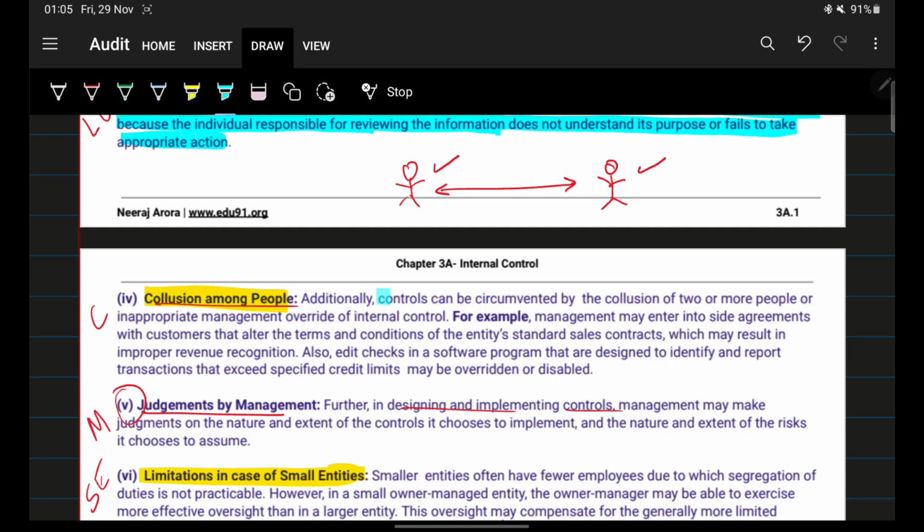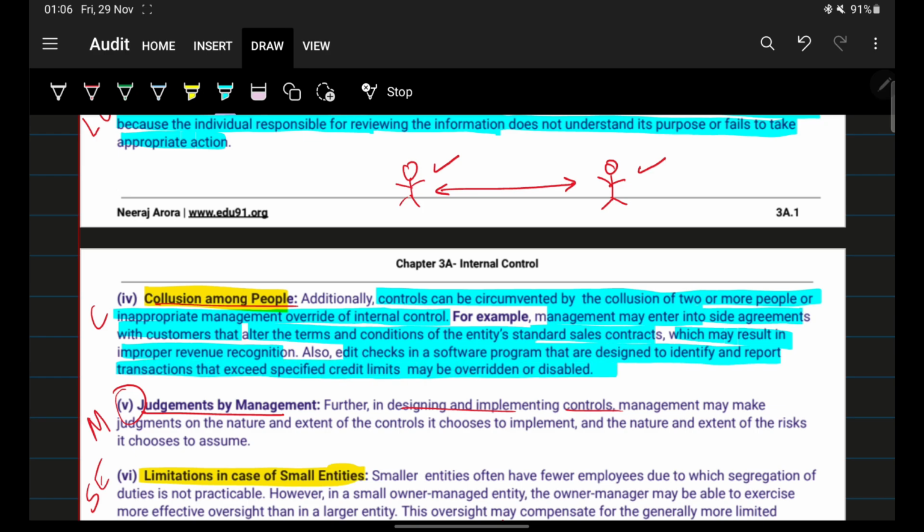Here, controls can be circumvented by the collusion of two or more people or inappropriate management override of control. For example, management may enter into side agreements with customers and alter the terms and conditions of the entity's standard sales contract, which may result in improper revenue recognition. Also, edit checks in the software programs are designed to identify and report transactions that exceed specified limits, but they may be overridden or disabled.